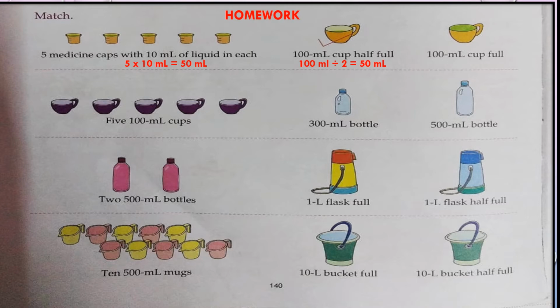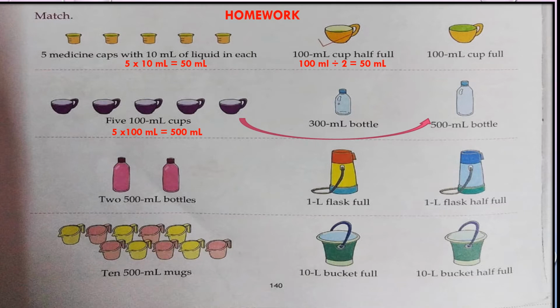Okay, now see the second question. 500 ml cups. You can count it. Number of cups are 5 and in each cup 100 ml liquid is there. So multiply 5 into 100 ml. It will be equal to 500 ml. Now which bottle is 500 ml? It is clearly written there, children, so that you can match it. 500 ml bottle, second one.